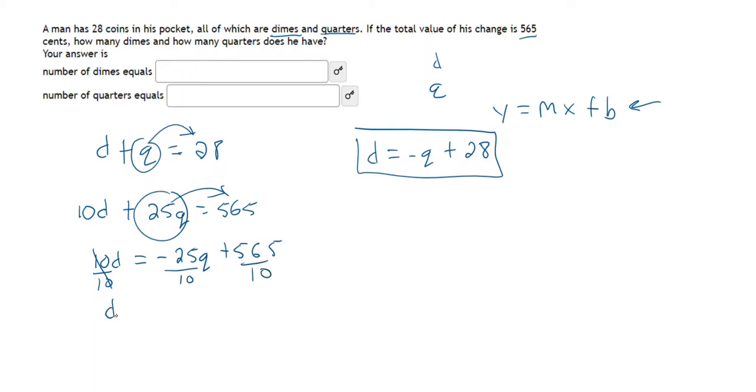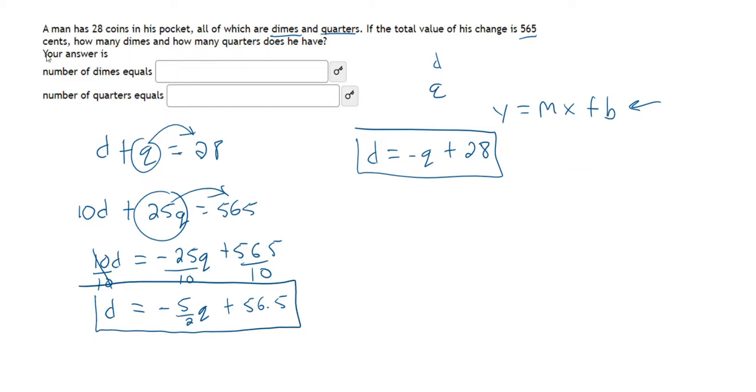All right, so we get d is equal to, so we'll divide 25 by 5 and 10 by 5 just to simplify that fraction. So we get -5 over 2 q. And then we can leave this as a fraction too, but we're going to graph it anyway. So dividing by 10, we get 56.5. Good enough. Not great to mix fractions and decimals, but good enough. We're going to graph it. All right, so from there, let's graph both of these and see what we got.